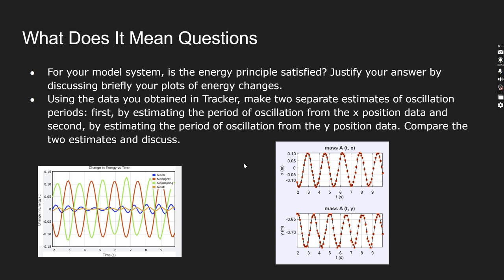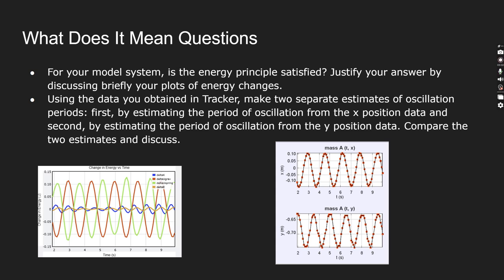And then some reasons for inconsistent results could include not taking into account factors like air resistance or drag of the mass in the experiment, as well as just inconsistencies in tracking the point mass in Tracker.